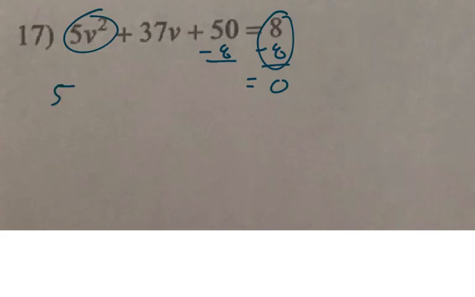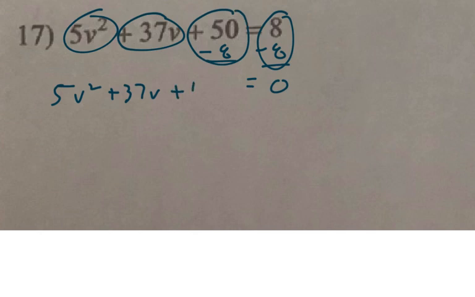So I have 5v squared plus 37v, plus 50 minus 8 is 42. Now, I'm going to solve it with factoring real quick here, guys. I'm going to do it my favorite way because, frankly, it's just better and it'll save us some time. But hopefully you guys know you would do the X method. Let's talk about that real quick.